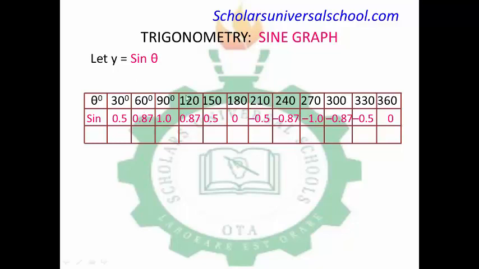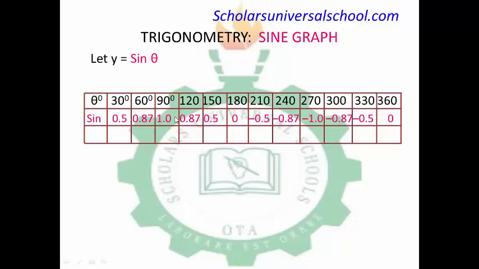You see here that when we have 120 degrees, we have to subtract it from 180 degrees, and that gives us 60 degrees. Sine 60 degrees gives us 0.87. And when we subtract 150 from 180 degrees, we have 30 degrees, the acute form of this angle, and sine 30 degrees is 0.5. Then sine 180 degrees is 0.